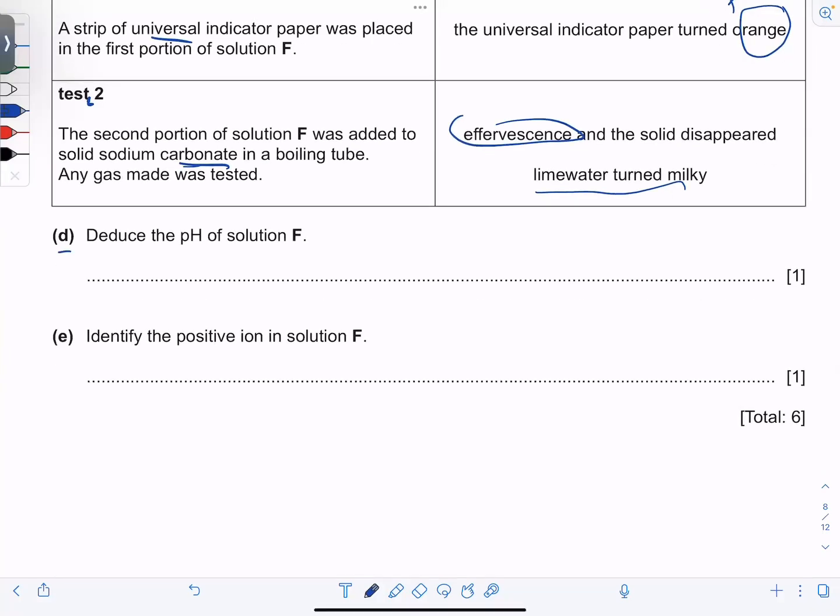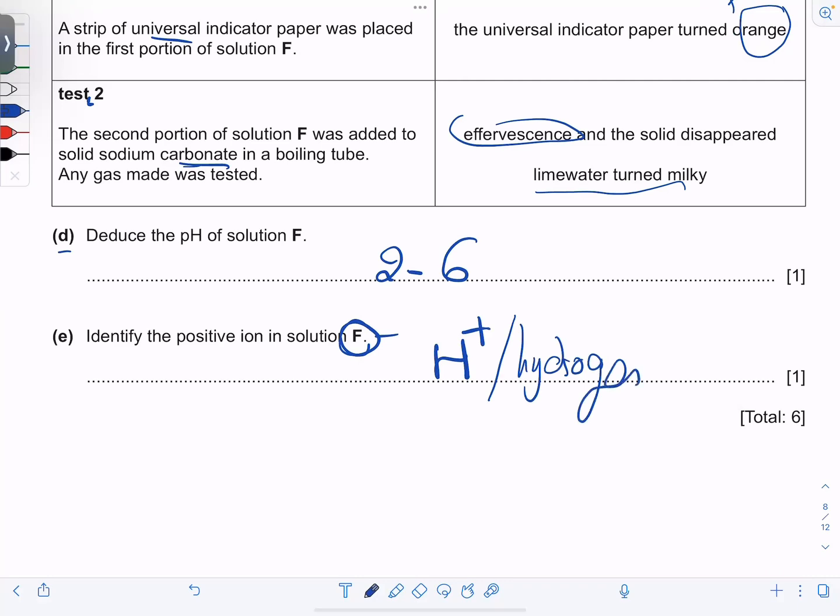Question D, he says deduce the pH of solution F. Of course, a weak acid, so anything from 2 to 6 will be accepted. Then he's asking for the positive ion in solution F. This is a very tricky question because we now know that solution F is acidic. The positive ion in any acid is the hydrogen ion or the proton, okay? You can say H positive or you can say hydrogen ion.